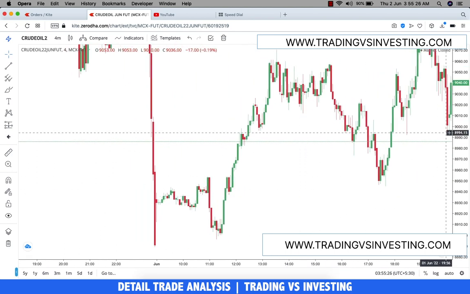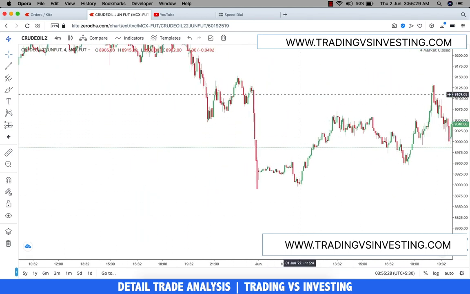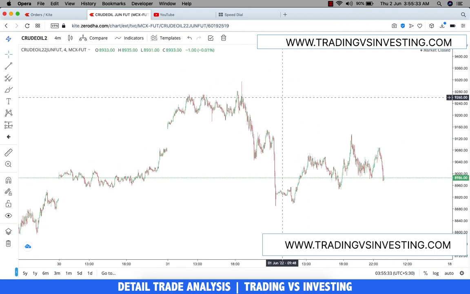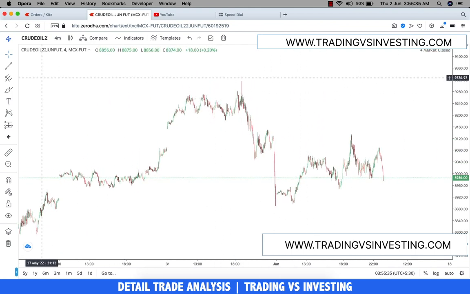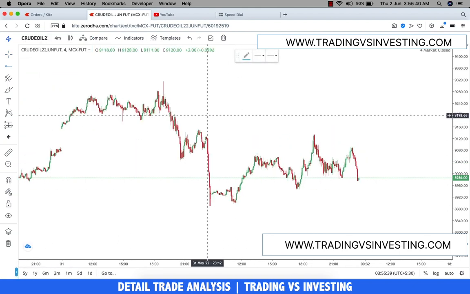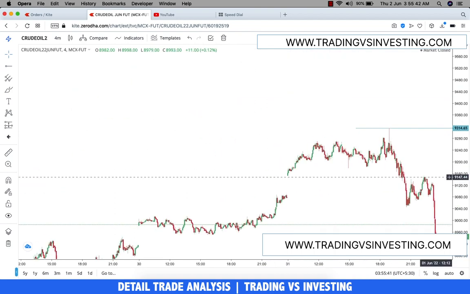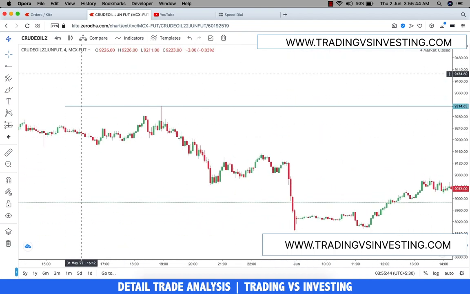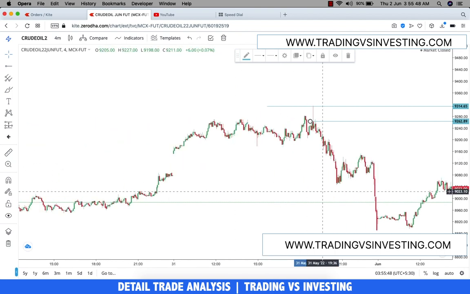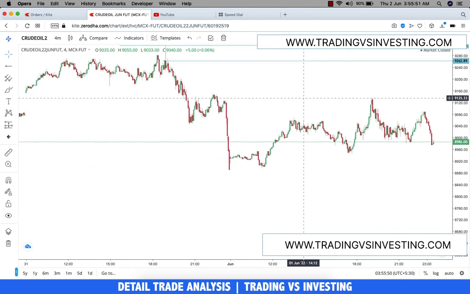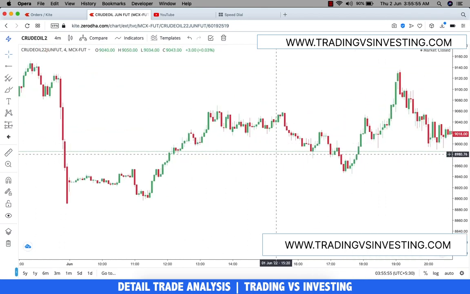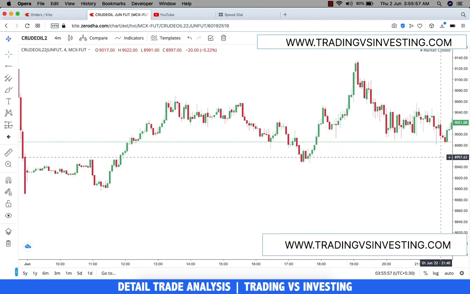Now, as you can see, the crude oil probably made a top here, as we discussed earlier in our last video on crude oil live trading. So it's possible that the market made the top. Now, before going further in crude oil, let's understand today's entry.